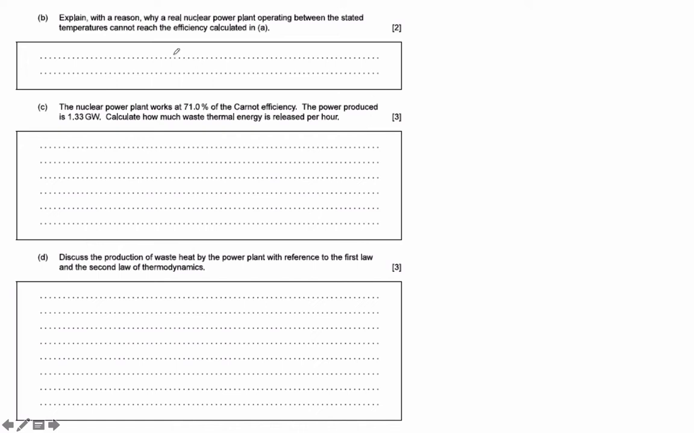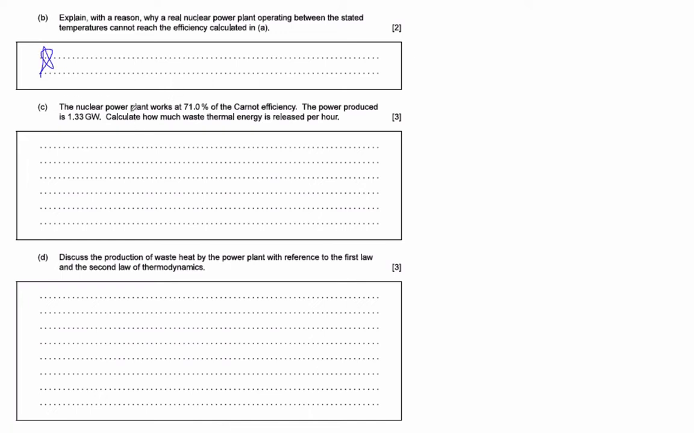All right, so the next page it says, explain with a reason why a nuclear power plant operating between the stated temperatures cannot reach that efficiency. And the answer is that, of course, a Carnot cycle uses isothermal processes and adiabatic processes. Although adiabatic are possible, isothermal processes take an infinite amount of time, right? So talk about that, right?